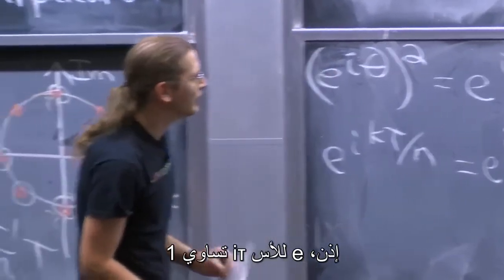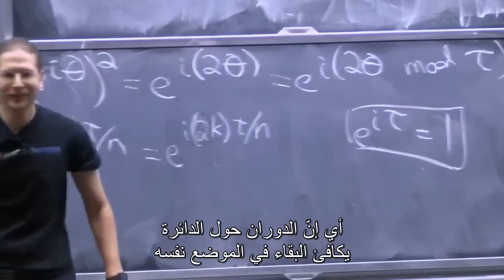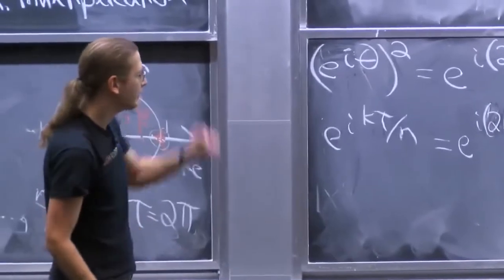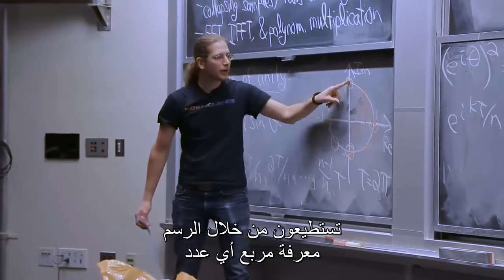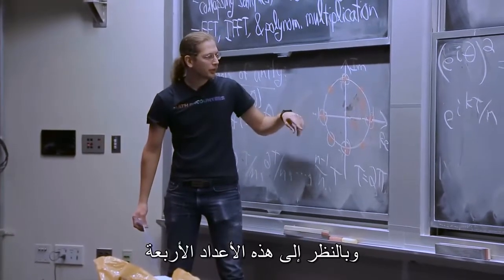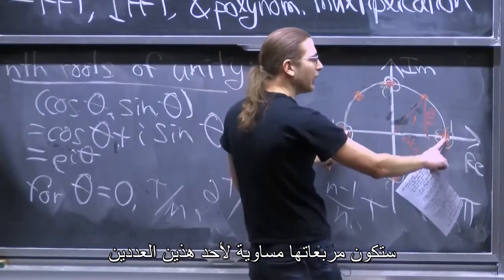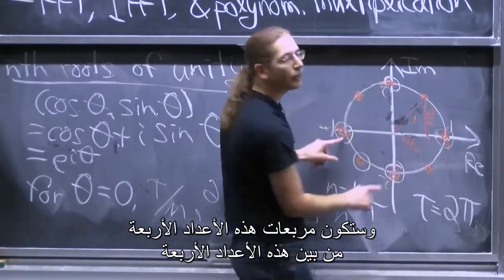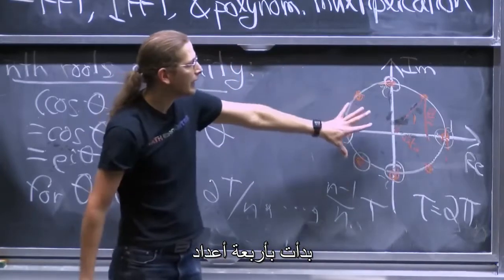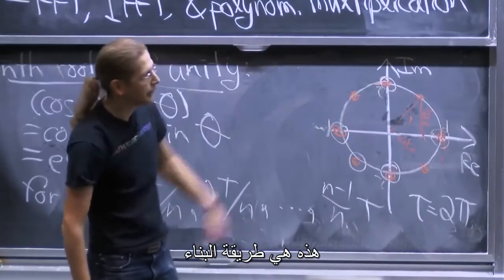Cool. So e to the i tau equals 1. So going around the circle, same thing as not. All right. So you can draw on this picture for every number, what is its square? And in general, if you look at these 4 guys, their squares are just going to be these 2 guys. If you look at these 4 guys, their squares are going to be among these 4 guys. So I started with 8 guys, I square them, I get 4, I square them, I get 2, I square them, I get 1. That's how we constructed it.